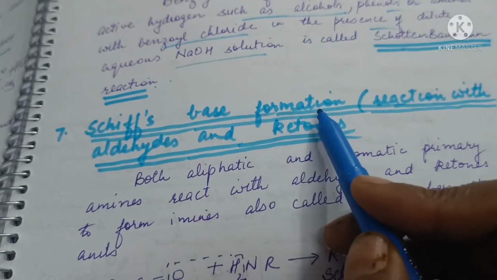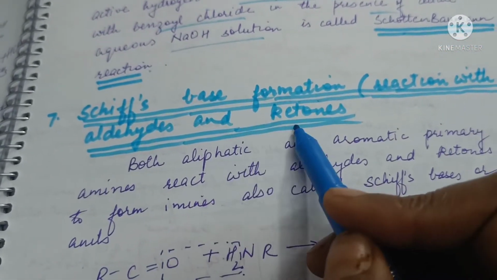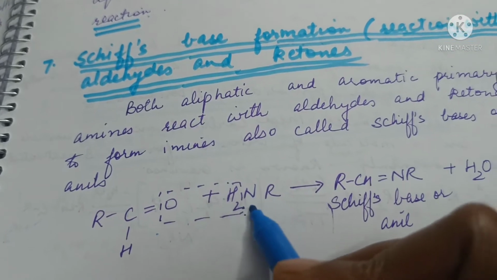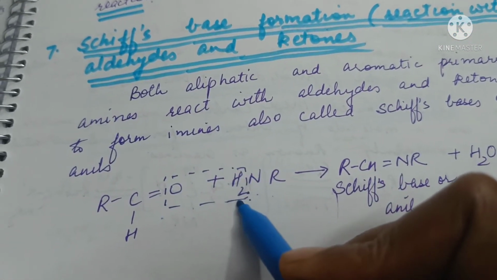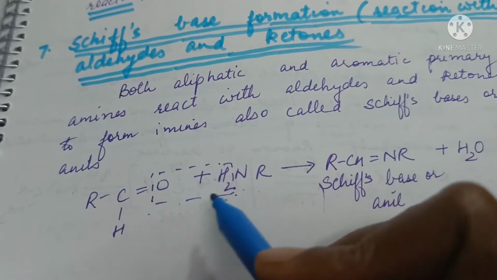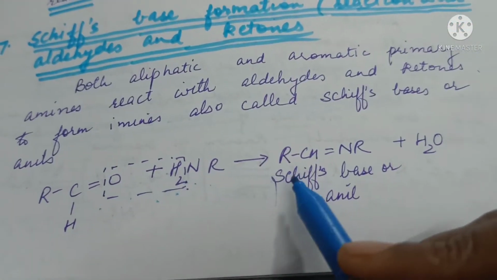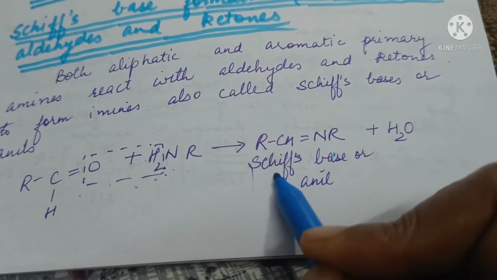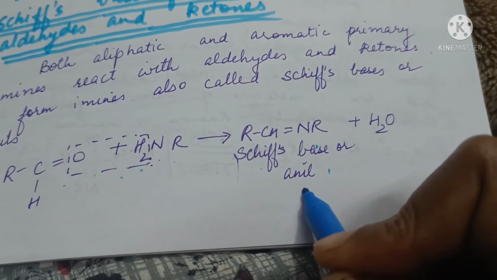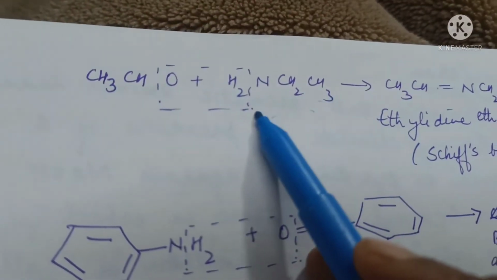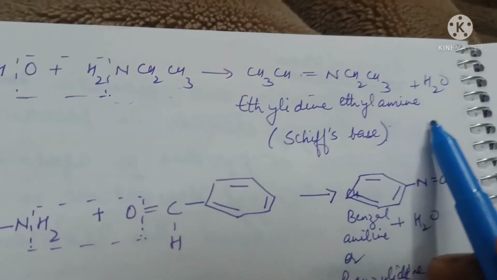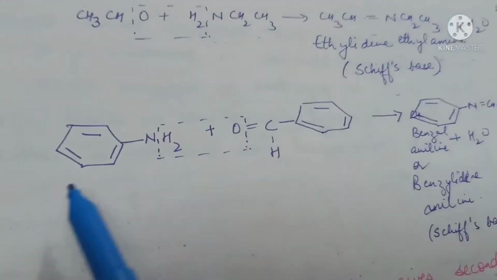Schiff's base formation, reaction with aldehydes and ketones. Aldehydes react with primary amines. The oxygen of the aldehyde and 2 hydrogens of the amine will combine to form water, and an addition product is formed which is called Schiff's base or anil. Acetaldehyde will combine with ethylamine to form ethylidene ethylamine, a Schiff's base, and water.